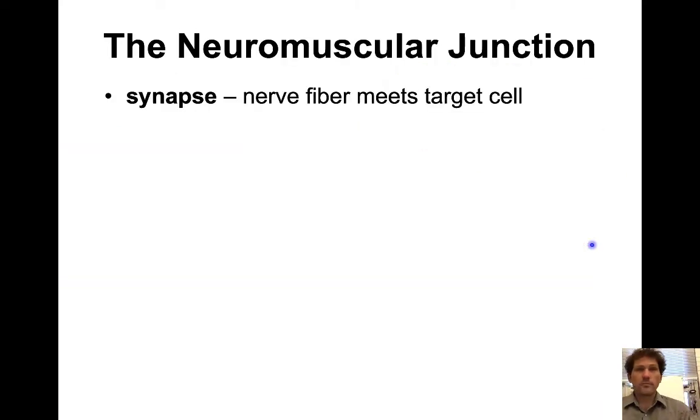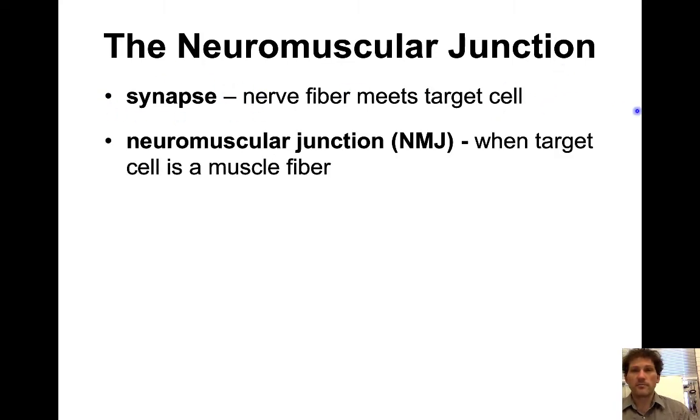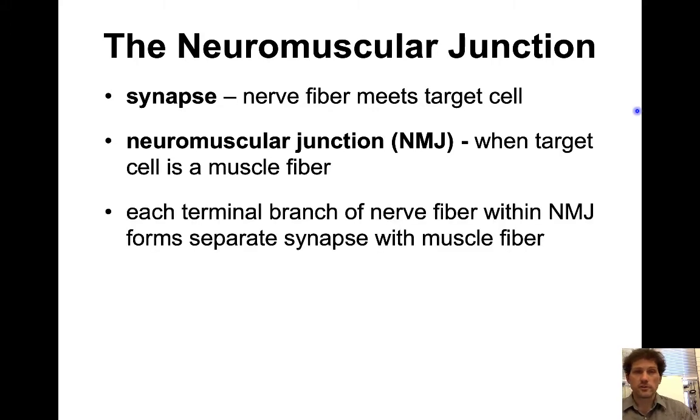So let's talk more about that neuromuscular junction. Remember, a synapse is where a nerve fiber is meeting a target cell. In our case, neuromuscular junction, neuron and muscle, the target cell is a muscle fiber. Those synapses can be between other neurons or other organs, and in this case, when it's a muscle fiber, we call it the neuromuscular junction.